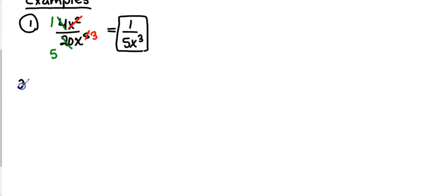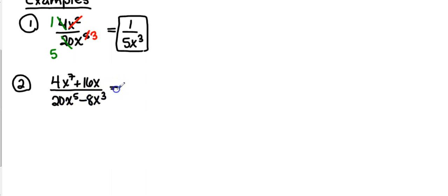Number 2. 4x to the 7th plus 16x, all divided by 20x to the 5th minus 8x to the 3rd. So I recommend looking at the numerator and denominator as separate pieces. So what I mean by that is, if I'm looking at the numerator, for right now I'm going to ignore everything I see in the denominator. I see that I have a binomial here, 4x to the 7th plus 16x. So let's see what we could factor out.